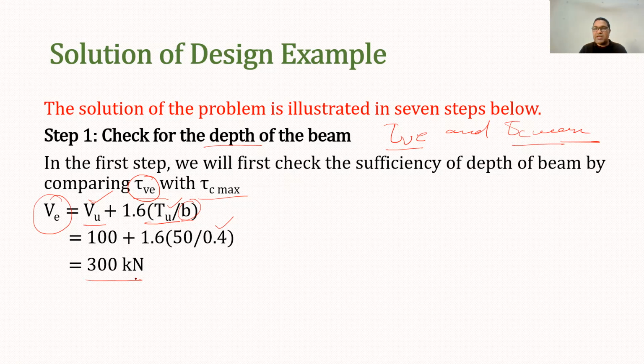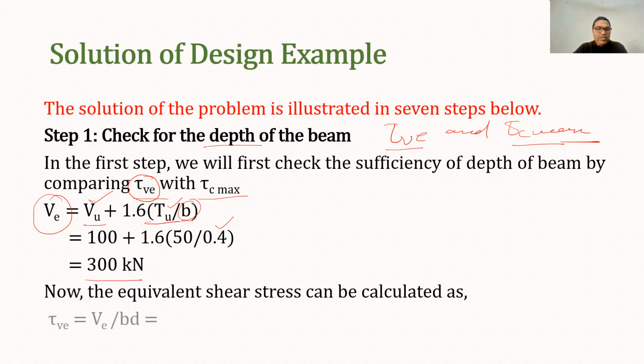Now we have got the value of VE. Now we can calculate the value of tau VE. So tau VE is VE upon B into D. B is 400, D is 650, which is already given in the question. So putting all, now here we have to take care of the units as we are supposed to find out tau VE. Now what is tau VE? Tau VE is equivalent shear stress.